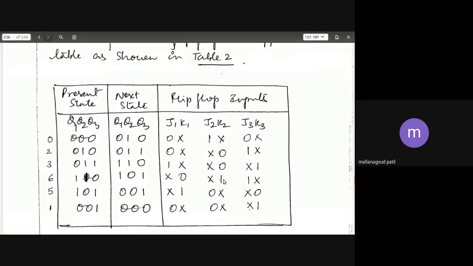Similarly, you have to write J2, K2 for all the combinations, and J3, K3 for all the combinations. I'll give you 30 seconds. Check it for Q1 to Q1, Q2 to Q2, Q3 to Q3, each row, and J1, K1, J2, K2, J3, K3 are written. In each case, the two operations have to be taken care of here. One may be retain case, one may be set case, one may be reset case, or maybe toggle case. Wherever you have a doubt, you can ask. All are allowed for that.